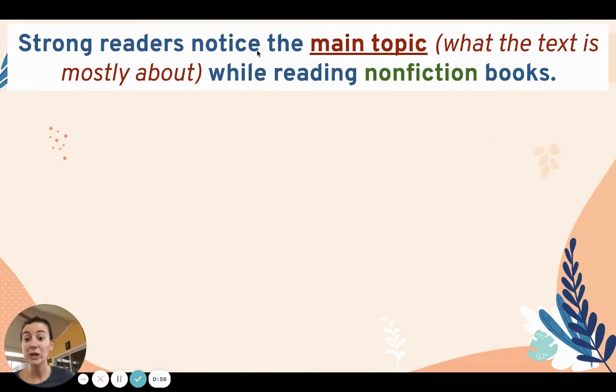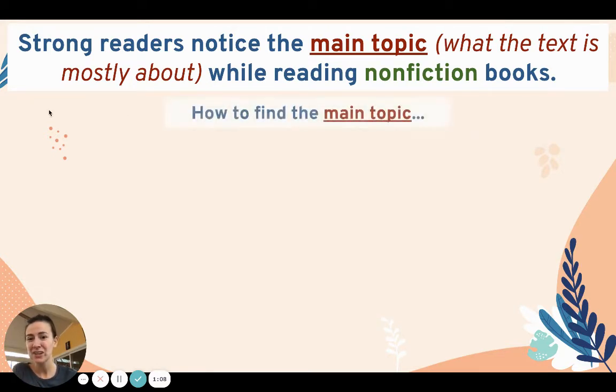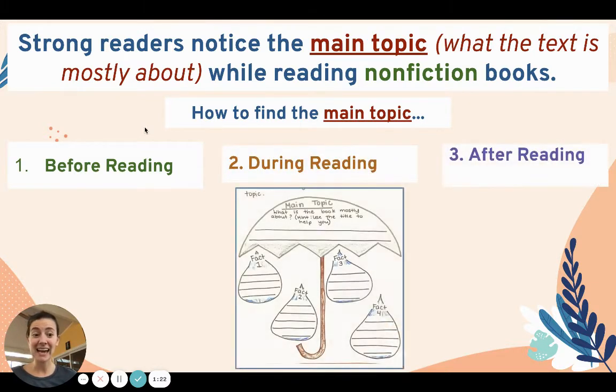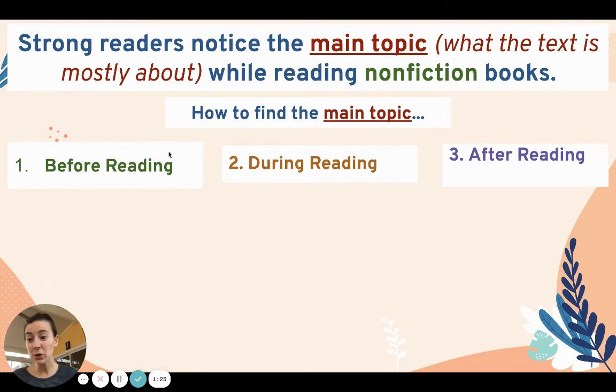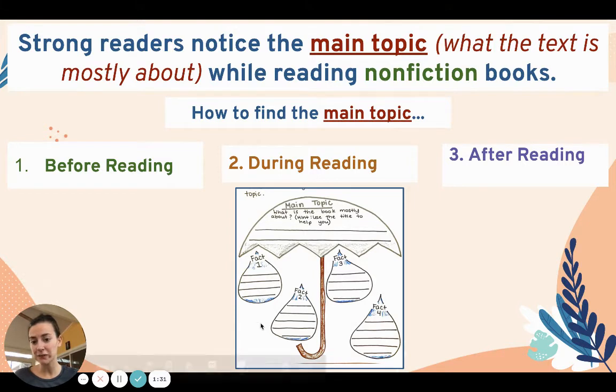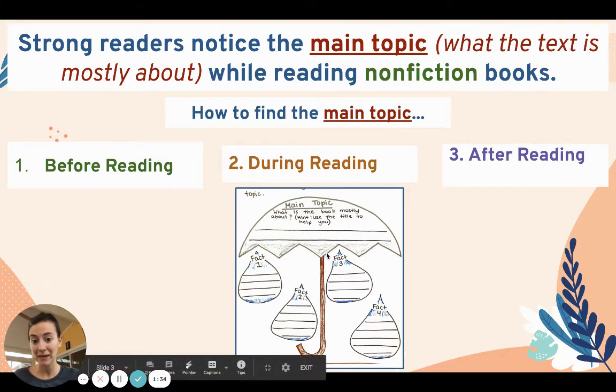Well, today, friends, we are going to learn that strong readers notice the main topic, which is what the text is mostly about while reading nonfiction books, okay? You may be thinking, how do we find the main topic, Miss Aquino? Well, friends, there's 3 things you need to do. There's something you need to do before reading, during your reading, and after your reading, okay? We're going to go over each of these steps together today. Then your assignment is to fill out this worksheet, okay? You're going to write about the main topic and 4 facts you notice.